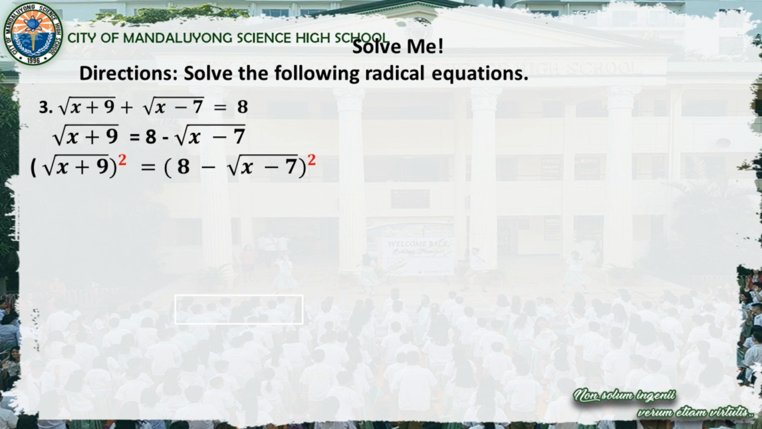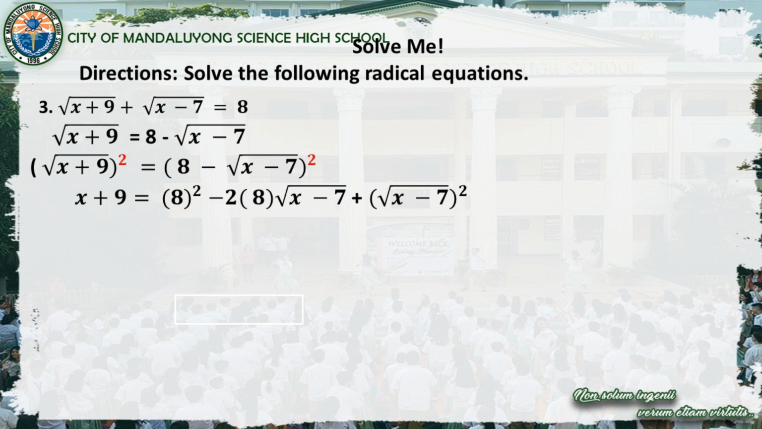So what happens next? At the left, the radical sign cancels out, so we have x plus 9. On the right side, this is a square of a binomial. Remember that whenever we square a binomial, first we have to square the first term, and then the middle term should be twice the product of the first term and the second term, and then plus the square of the last term. So at the right side of the equation, we have 8 squared minus 2 times 8 times the square root of x minus 7 plus the quantity of the square root of x minus 7 squared.